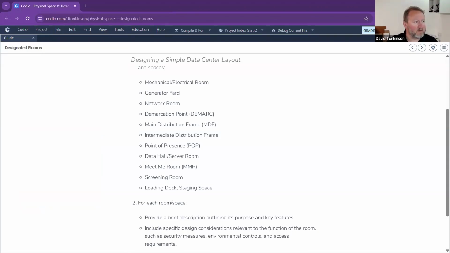The Inca did some great work here as well, with a generator yard outside, demarcation, IDF, meet-me room, loading docks, data hall and server room. Yeah, it's all really good. People, I'm really impressed with the work that you've done. I'm basically clicking through them all, trying not to pick any favorites.